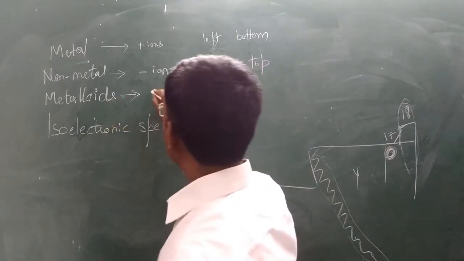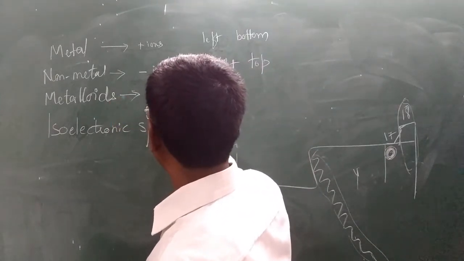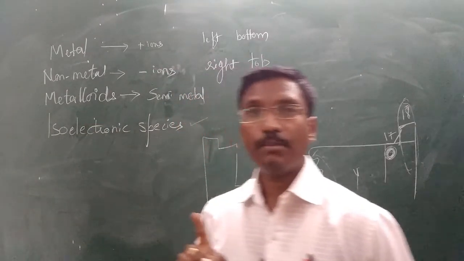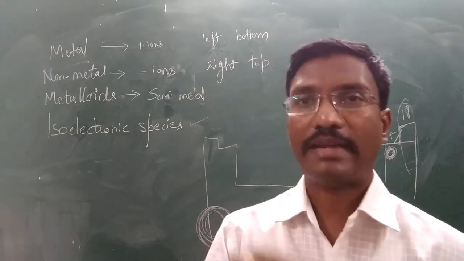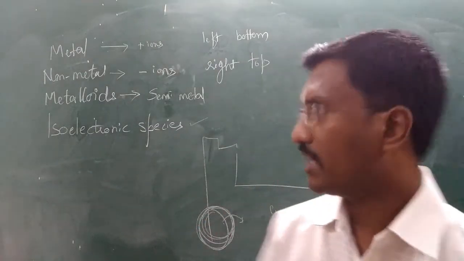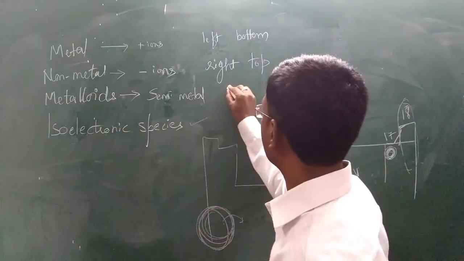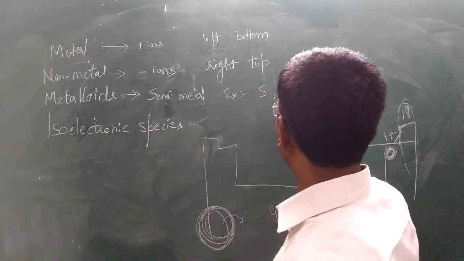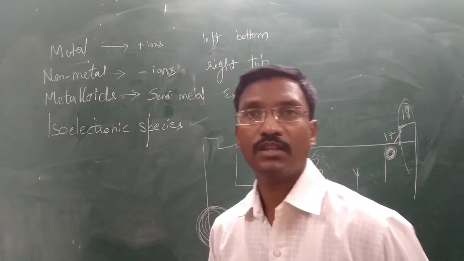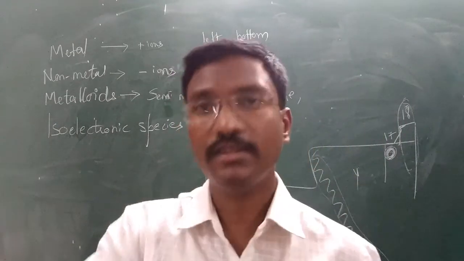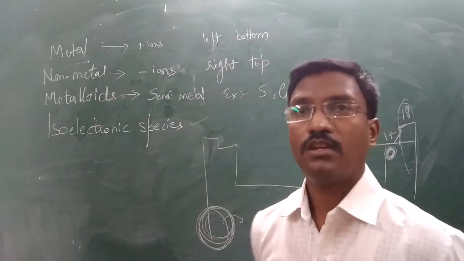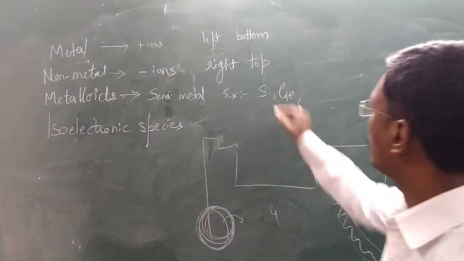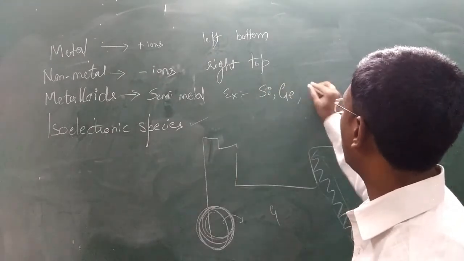Semi-metal is also called metalloid. What are semi-metals or metalloids? The elements which have both metallic and non-metallic character are called metalloids. For example, silicon, germanium, antimony. These are the elements of metalloids. Still there are 2 or 3 examples. Commonly we are familiar with silicon, germanium and antimony.